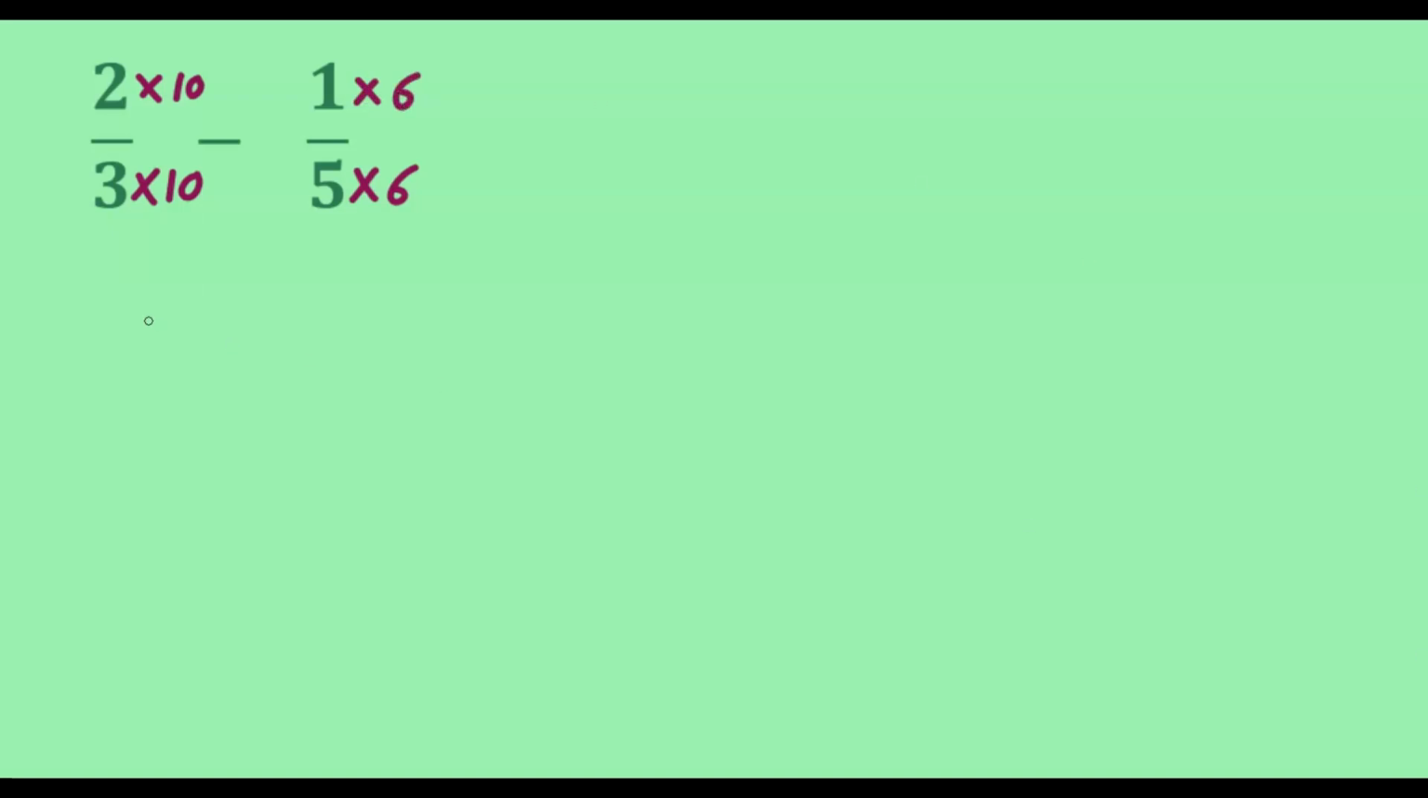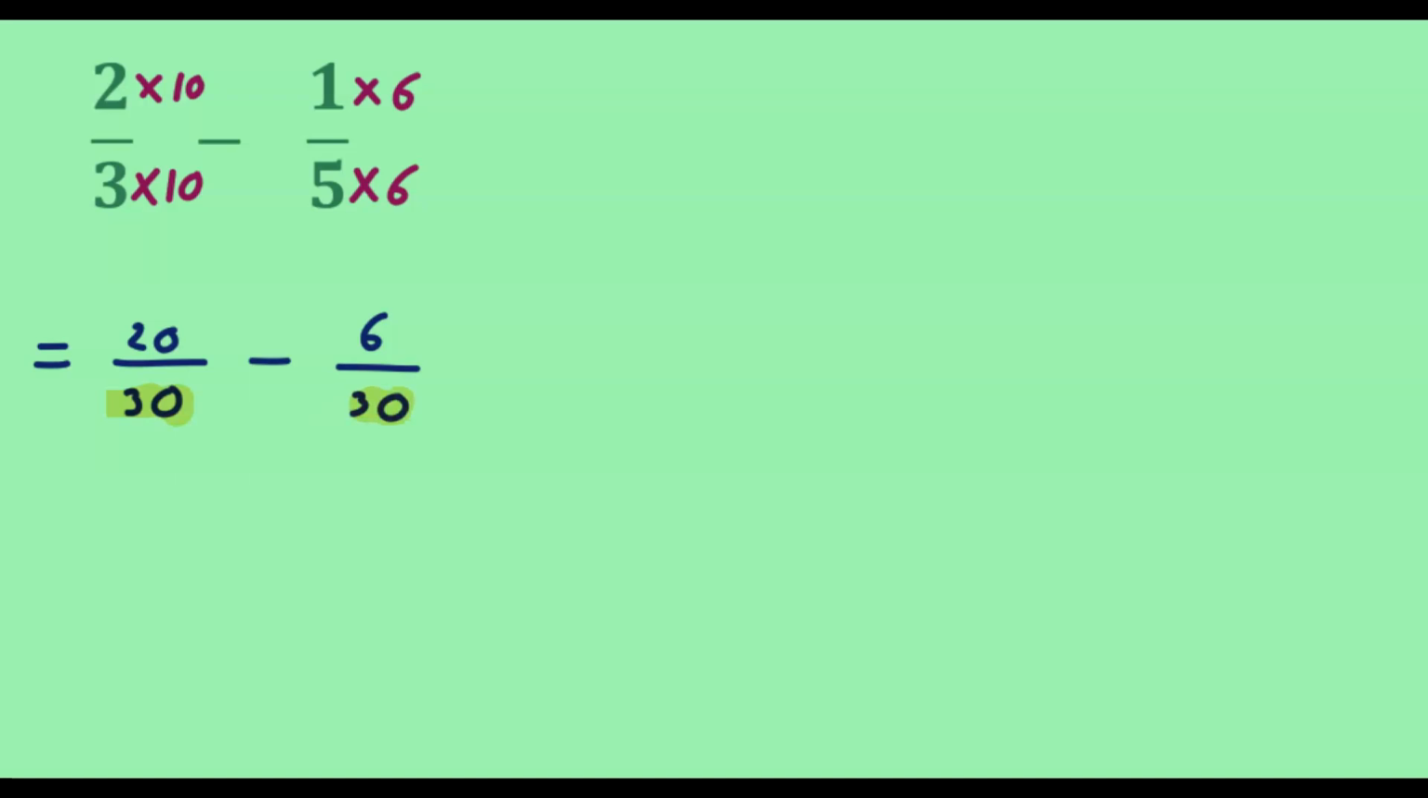So what do we end up with? We have 2 times 10, which is 20, divided by 3 times 10, which is 30. And from this, we subtract 1 times 6, which is 6, divided by 5 times 6, which is 30. So now we have two fractions, the denominators of which are equal. Both of them have a denominator of 30.